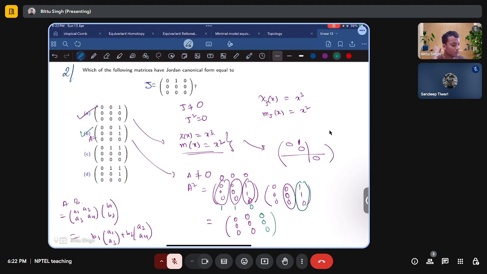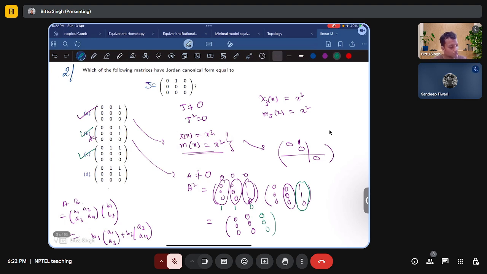Now, what about the next one? Again, the same thing. If you multiply twice, you will get 0, because the first column is 0, and multiplying the first column twice will give you the first column of those two things. So it will become 0. So mx is again, the minimal polynomial is x square. So we'll get exactly the same answer.